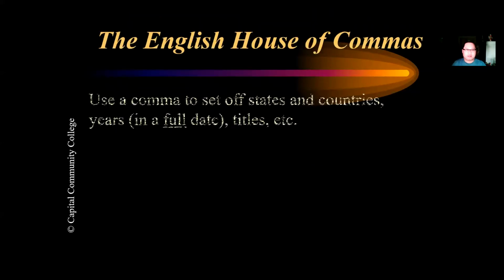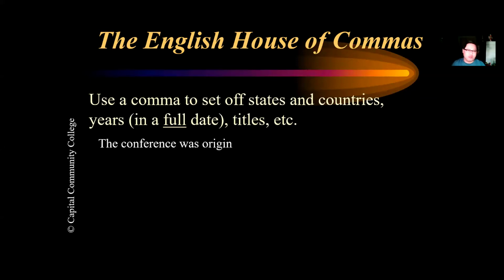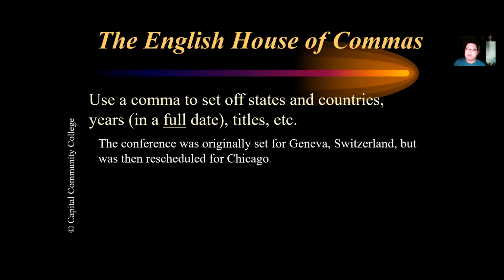The next rule, this is very easy, okay? Set of states and countries, years, and a full date. So like this one here. The conference was originally set for Geneva, Switzerland. So Geneva, comma, Switzerland, but was then rescheduled for Chicago, comma, Illinois. Like Jacksonville, comma, Florida. Orange Park, comma, Florida. Orlando, comma, Florida. Okay?